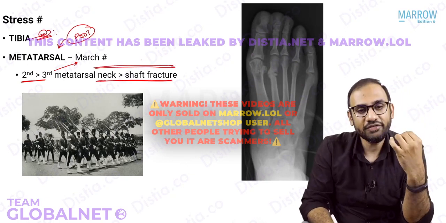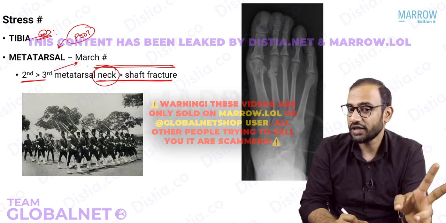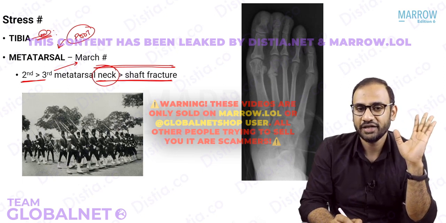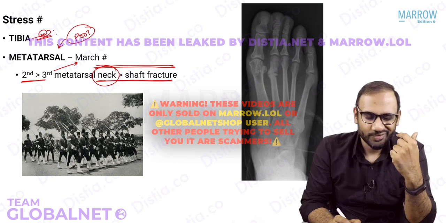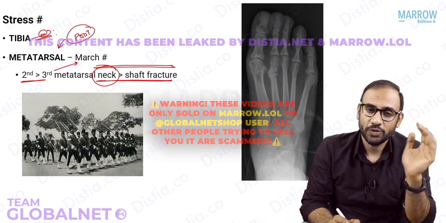Based on the literature that I have received and read, neck is a better answer. Otherwise, both are correct answers. It's a controversial question, and this controversy is perennial. My thing with controversial questions is just memorize one answer and move on. If you get it right, great. If you don't get it right also, no problem.